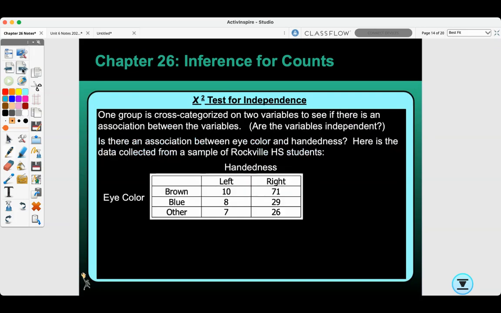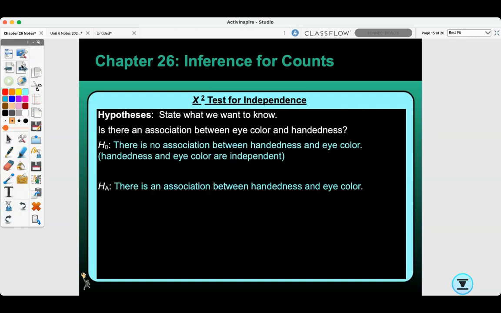The last type of chi-square test is the chi-square test for independence. One group is cross-categorized on two variables to see if there's an association between the variables. Are the variables independent? Is there an association between eye color and handedness? Here's the data collected from a sample of Rockville High School students. The eye color is blue, brown, or other, and the handedness is left-handed or right-handed. We have our values here. So I have 10 students who are left-handed with brown eyes, and so on and so forth.